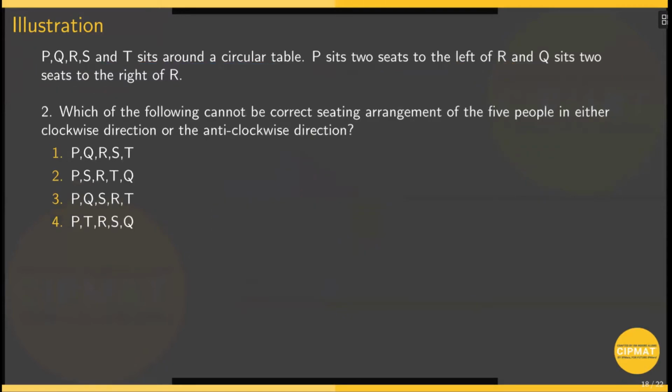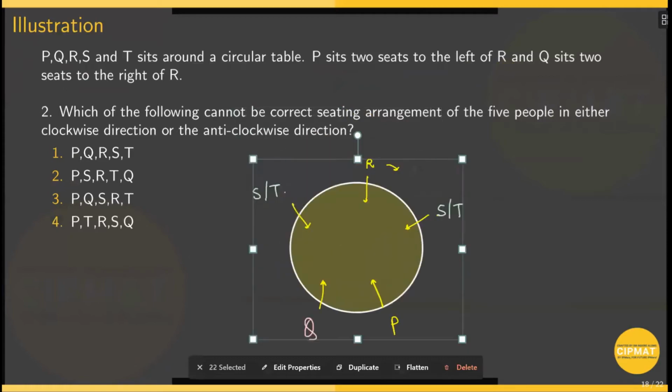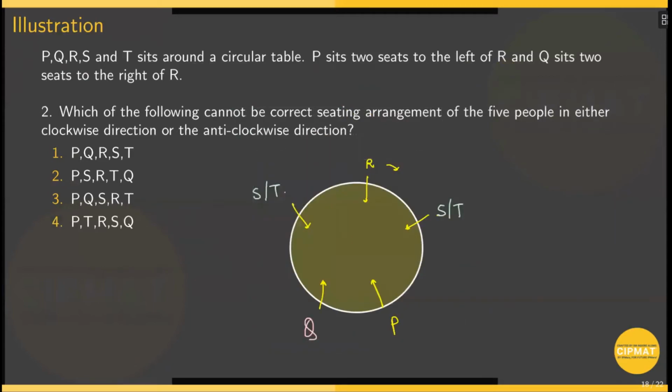Now let's go to the next question. This question says: which of the following cannot be a correct sitting arrangement for 5 people in either the clockwise or the anti-clockwise direction? Let's see whether option 1 is correct or not. P, Q, R, S, T.